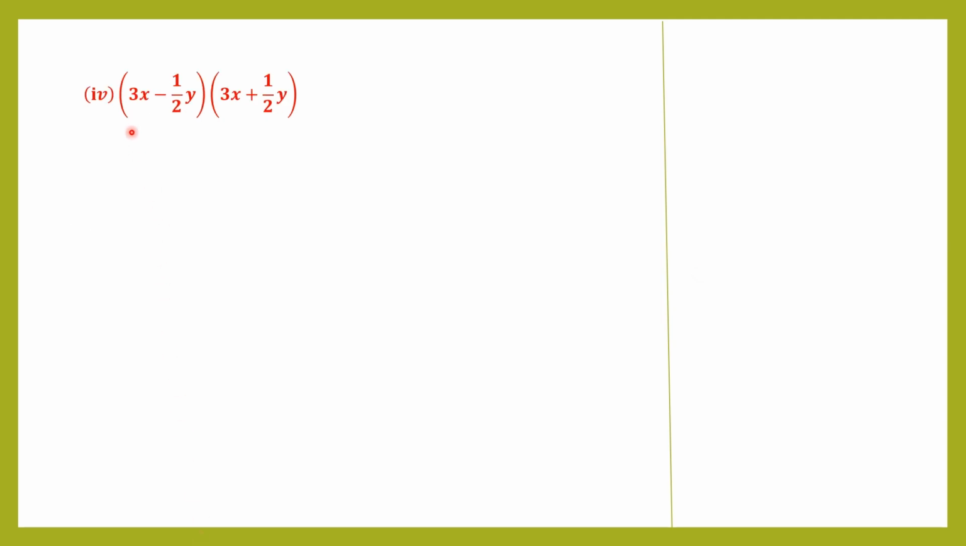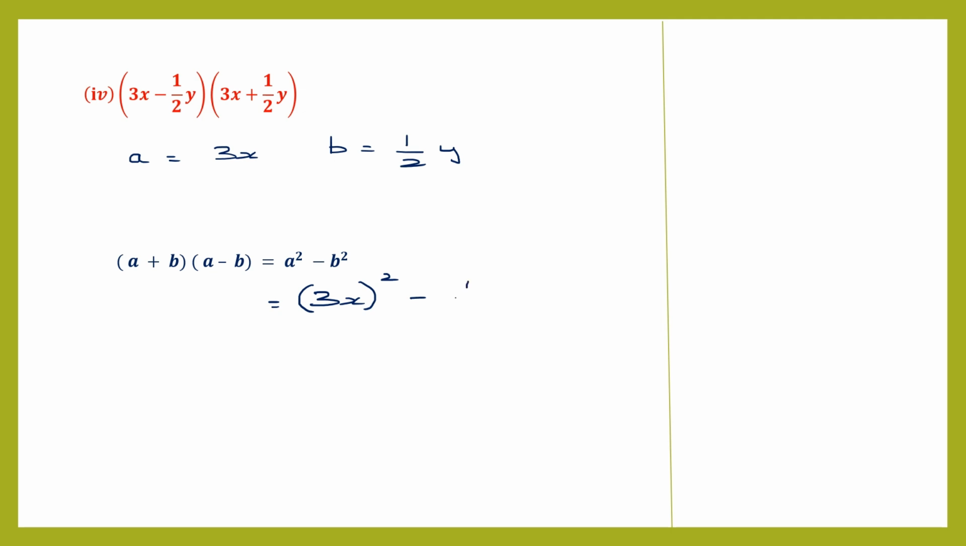Question 4. Again, we have this in the format of A minus B, A plus B. So this is A, this is B. Let's write that A is 3x and B is 1 by 2y. Now we can again apply the formula. A plus B into A minus B is A square minus B square. A is 3x, so A square means 3x square, minus B square. B is 1 by 2y, so the square of this. Now 3x square means 3x into 3x. 3 3s are 9, x into x is x square.